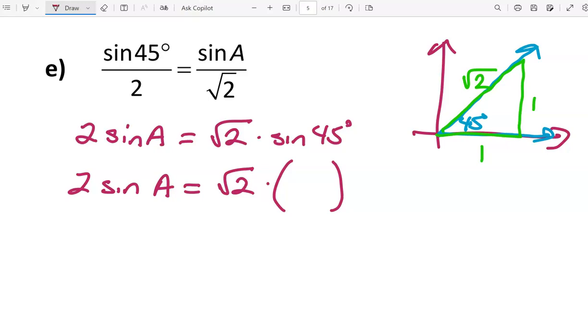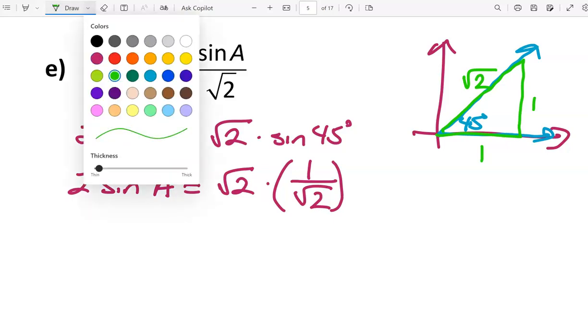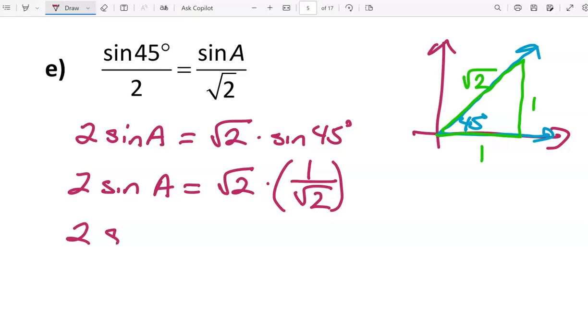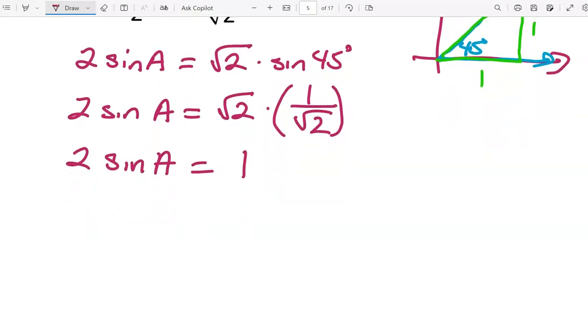The sine of 45 degrees is opposite over hypotenuse, and I'm not going to rationalize it this time, and the reason I'm not going to is we have the square root of 2 times 1 divided by the square root of 2, or reciprocals. So when we multiply those two reciprocals together, we're going to get 1. And then sine of angle A is equal to 1/2.